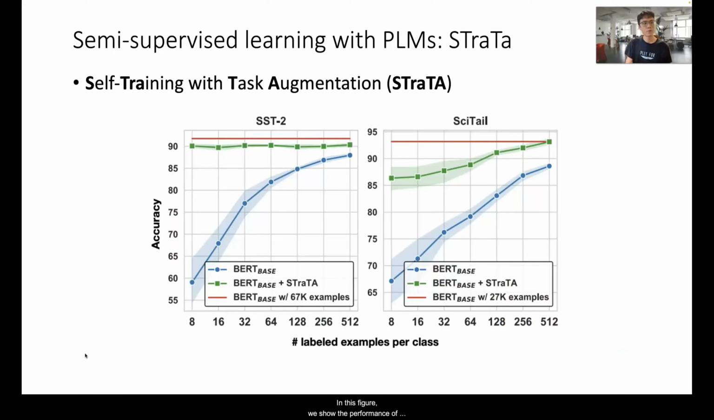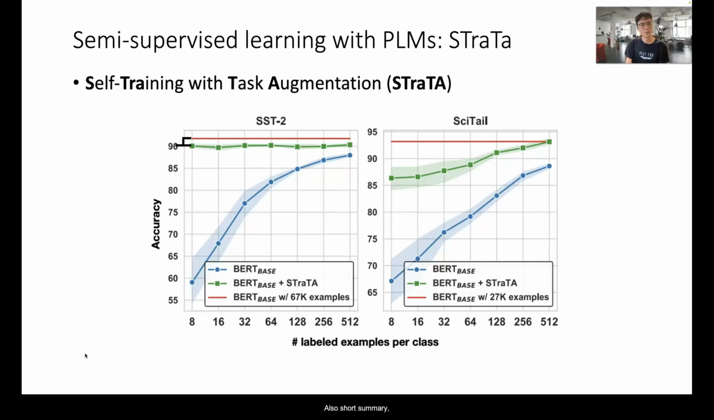In this figure, we show the performance of Strata on 2 different classification tasks, SST2 and SciTel. The red line is the performance of BERT using the whole training set, and the blue line is the performance of fine-tuning BERT using limited training data. The green line is the performance of Strata. We can see that the performance of Strata is far better than standard fine-tuning when the label data are limited. Strata's performance also closely follows the performance of supervised learning with the full training dataset.